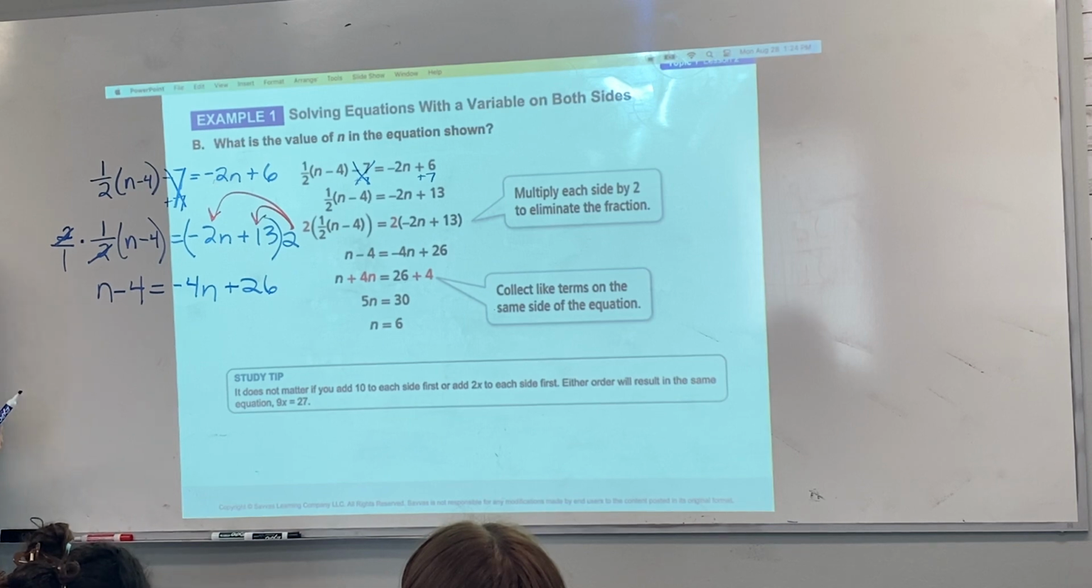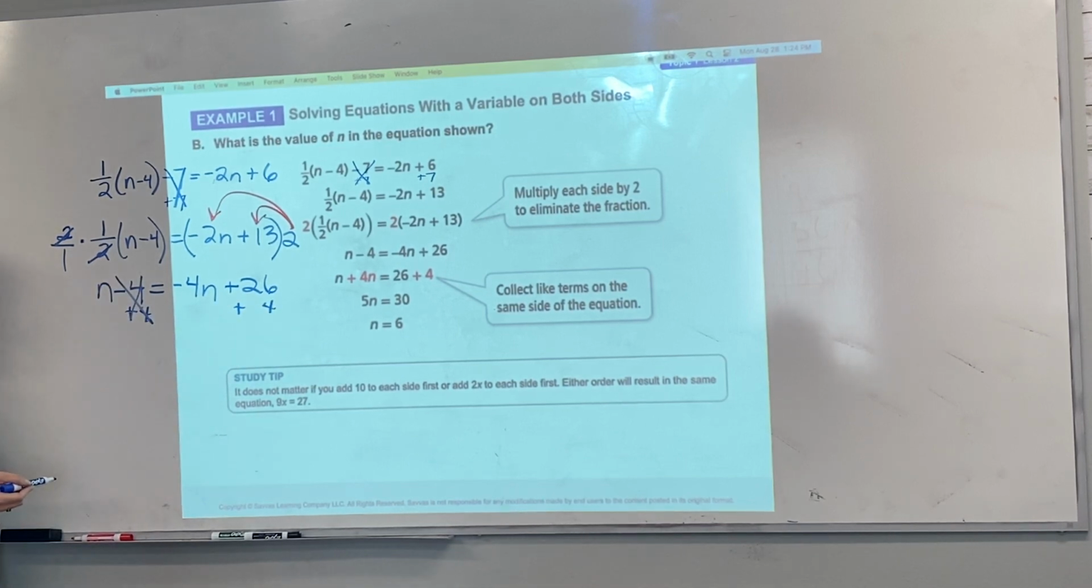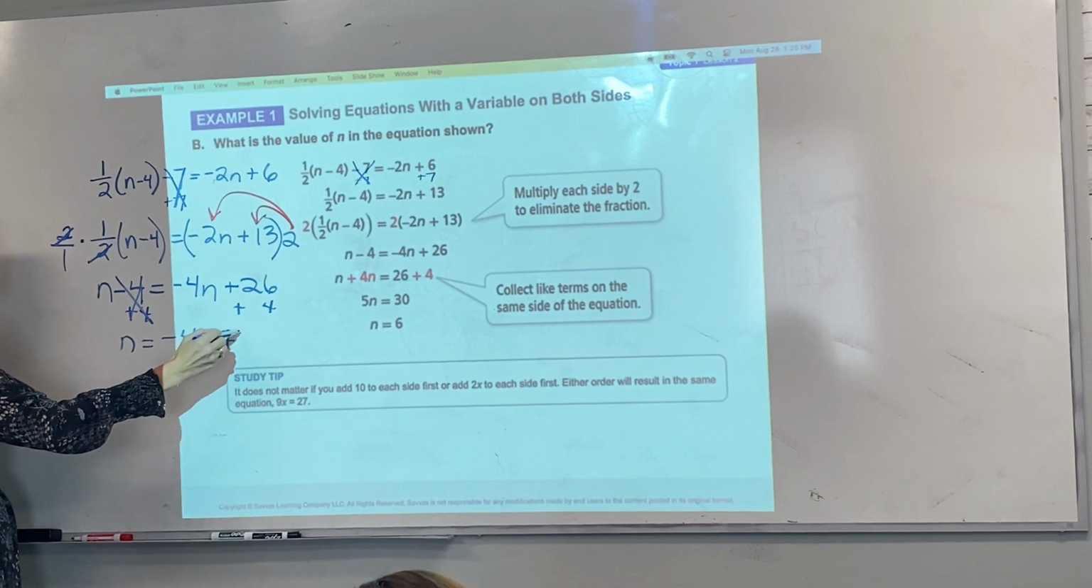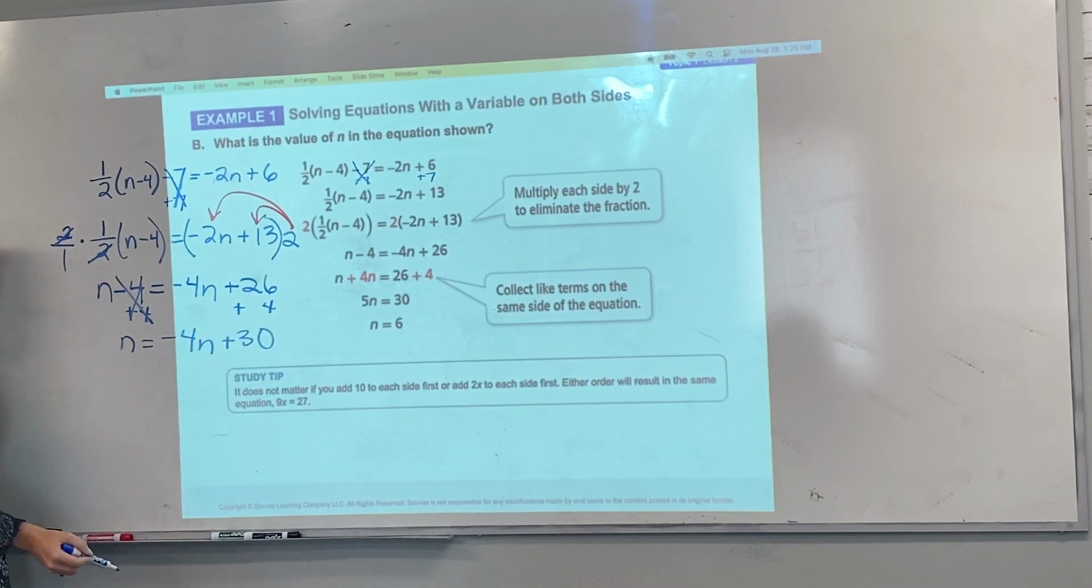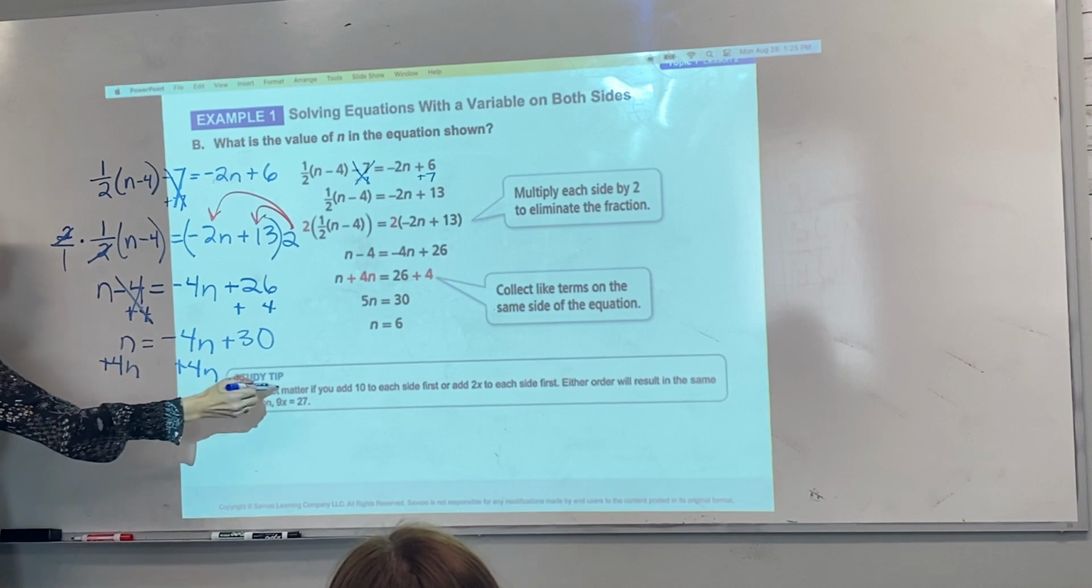We have 2 options. Yeah, we can take care of the numbers first. Add 4 to both sides. It doesn't matter if you take care of the variables first or the numbers. So we have n equals negative 4n plus 30. Then we were all the candy. Yep. Add 4n to both sides.